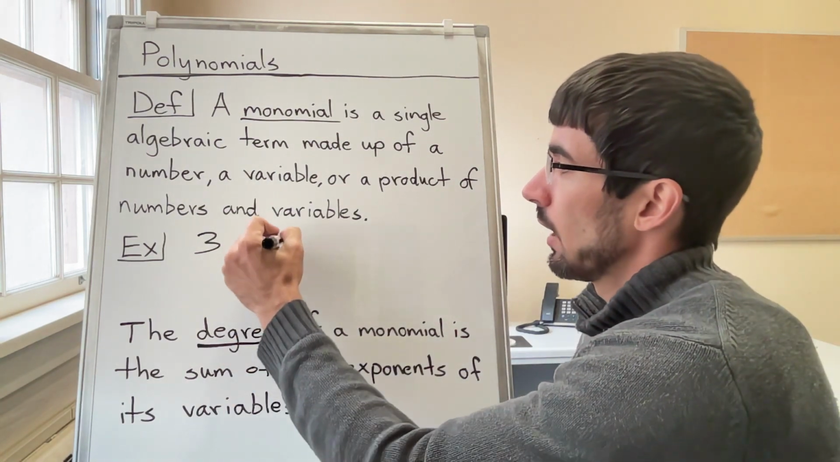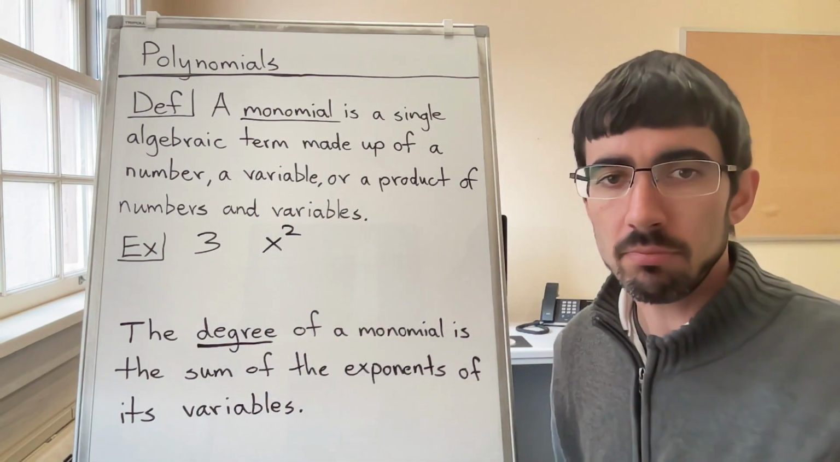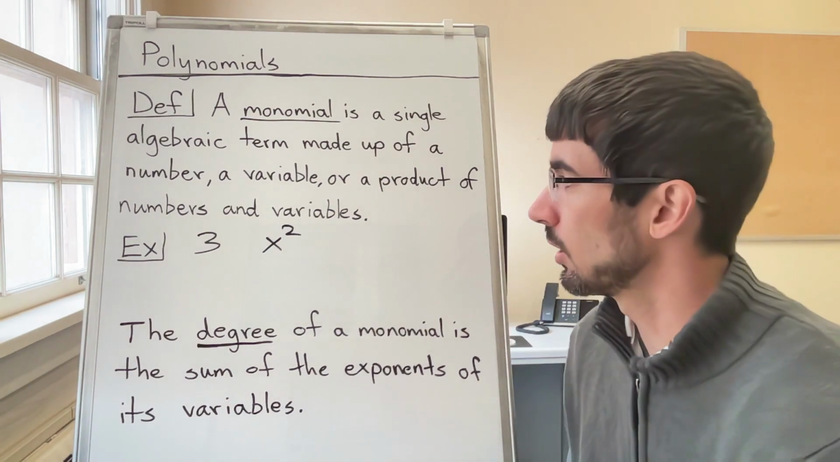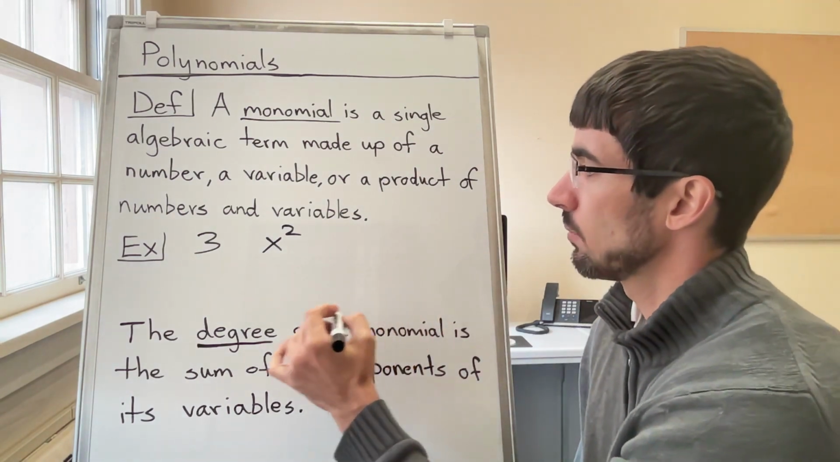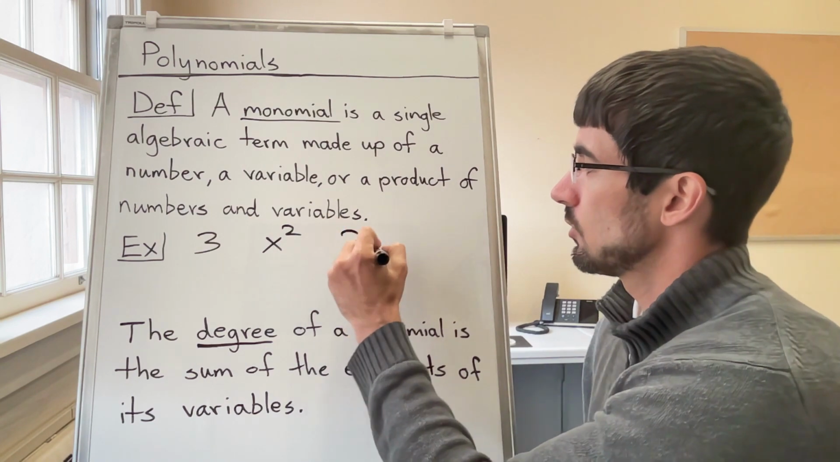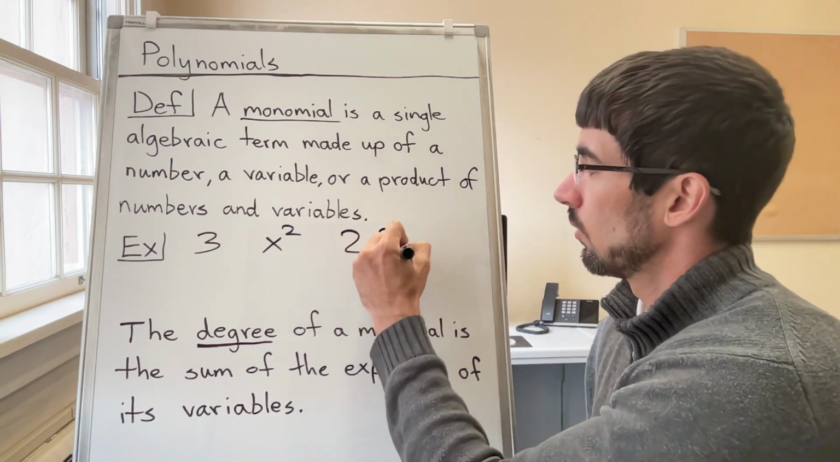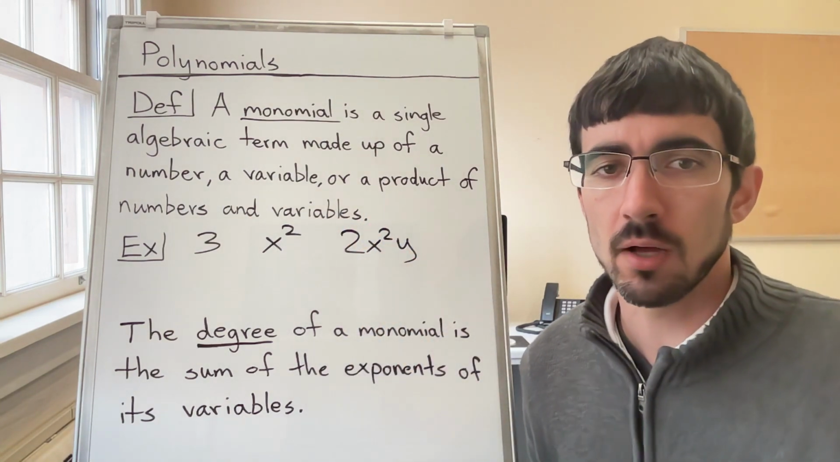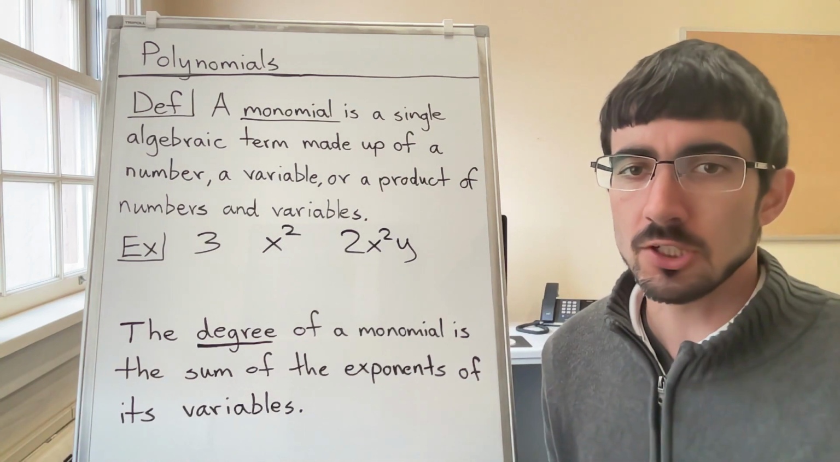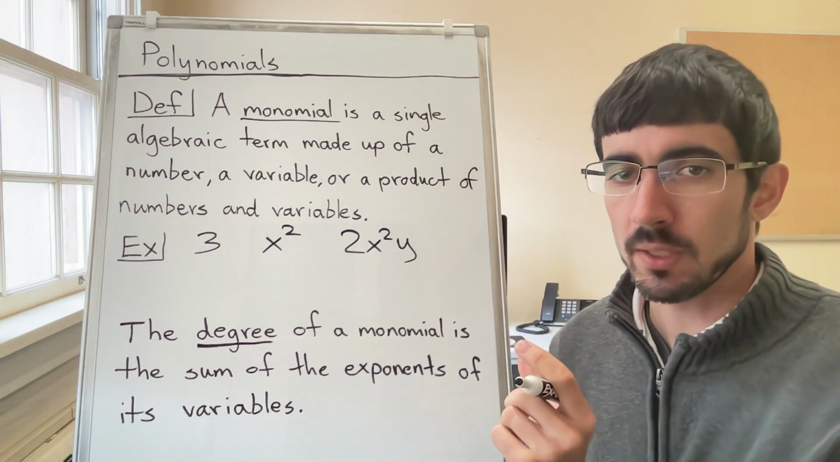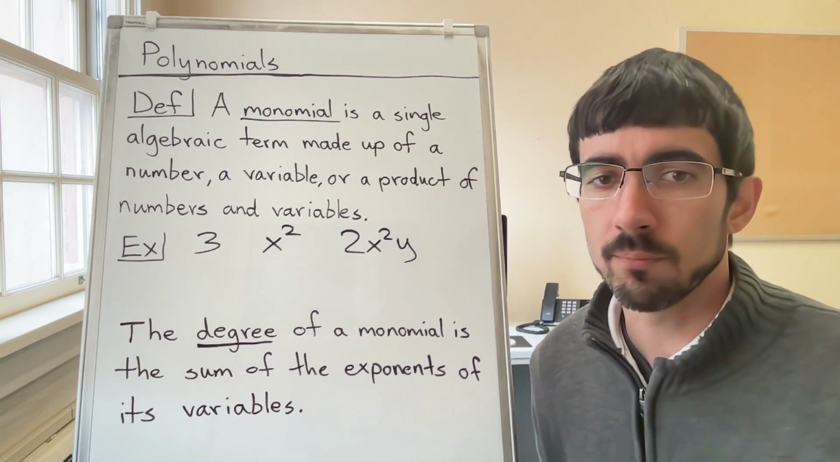More often, you'll have a variable. X squared could be a monomial, or you could have a product of numbers and variables. So I could have 2x squared y. This is another example of a monomial. There's no addition and subtraction here, just multiplication, and that makes a single term.